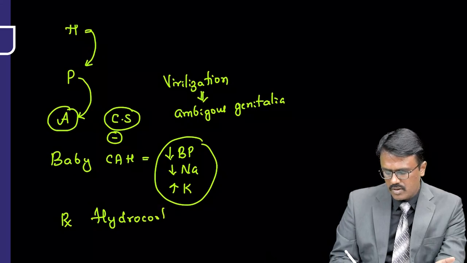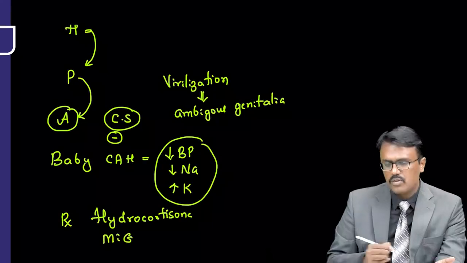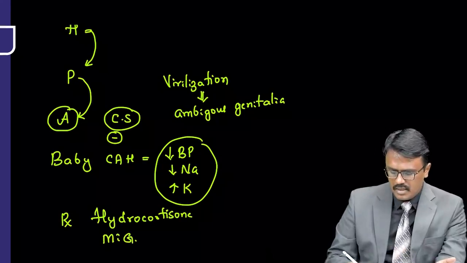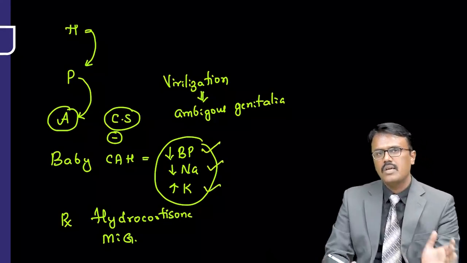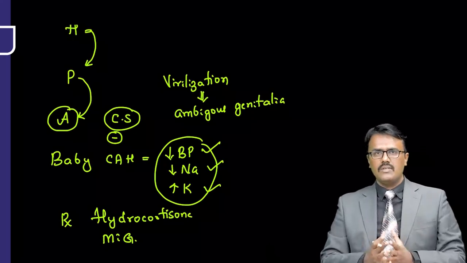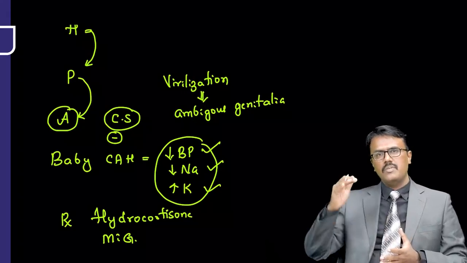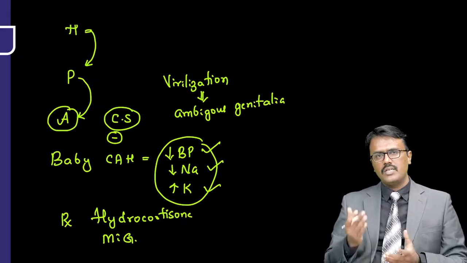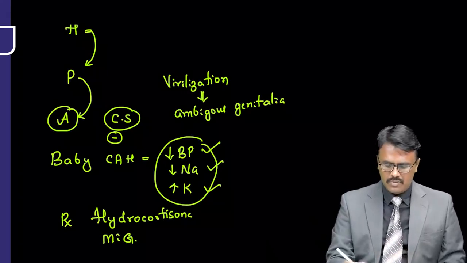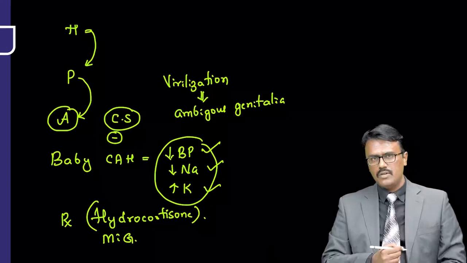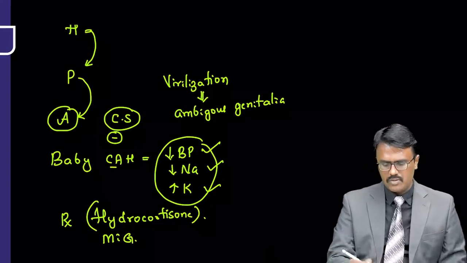Now why hydrocortisone? Because it has mineralocorticoid as well as glucocorticoid activity, and it can correct the BP, increase the sodium and decrease the potassium. Because you know that when the hormones are not synthesized, aldosterone is not there, glucocorticoids are not there, so BP falls, sodium falls, potassium rises. So the drug of importance and the drug used for this baby is hydrocortisone.